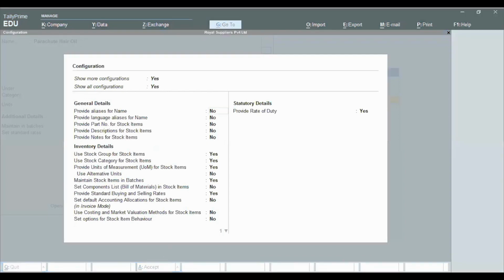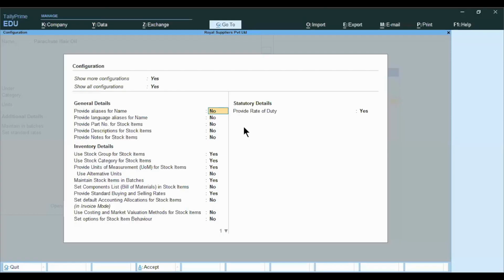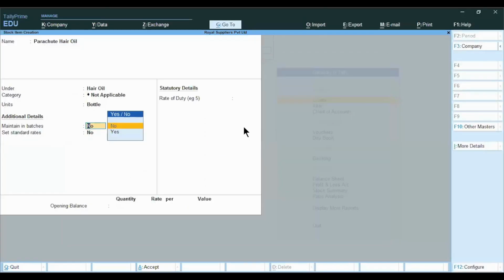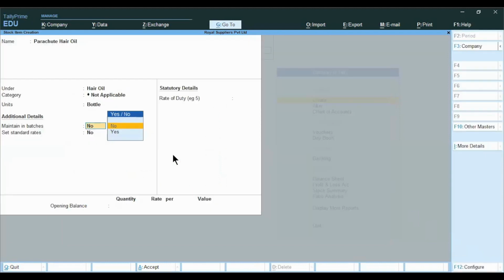Here we need to press F12 for configuration. Suppose we want to add the batches, you can add, or if you want to have the standard buying and selling rates, as we have learned earlier, you can have the standard buying and selling rates available for these products also. At present I'm keeping it no. So we have created Parachute hair oil, and we will purchase it, so there is no opening stock.